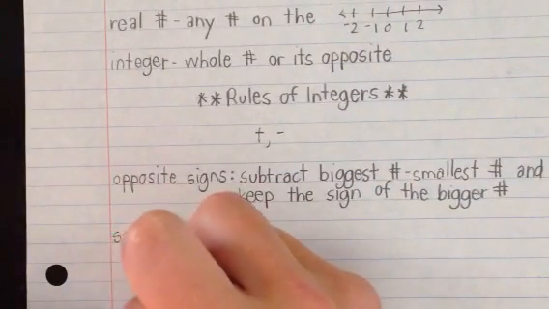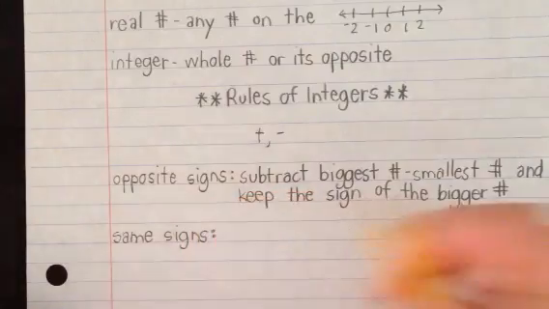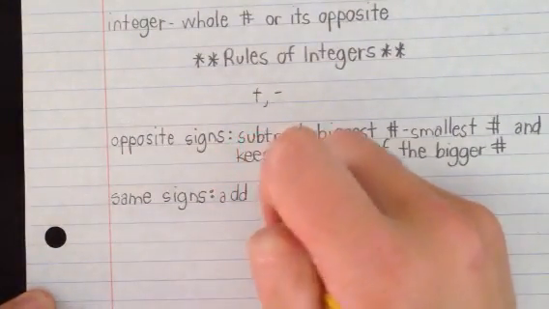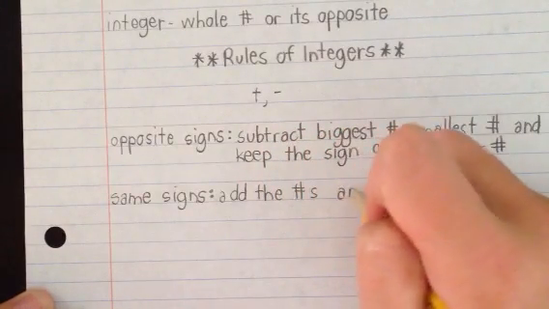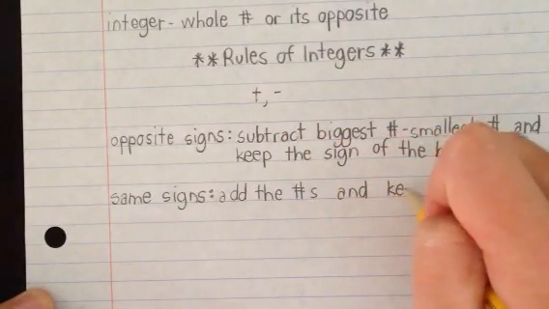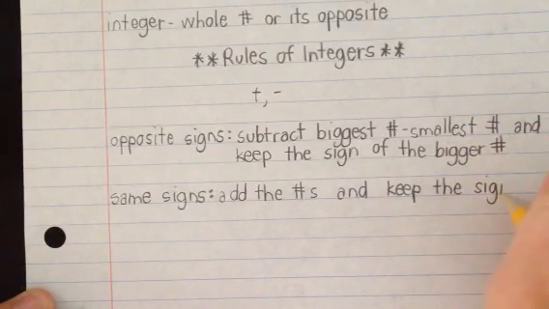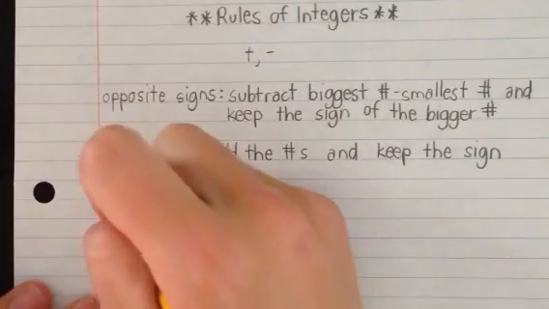If you're adding or subtracting and they have the same signs, you're going to add the numbers and keep the sign. Alright, so let's look at some examples of that.